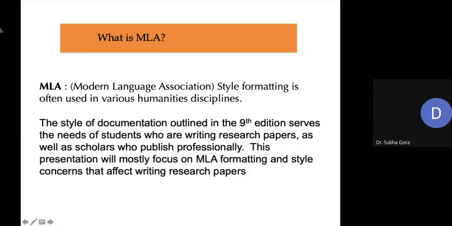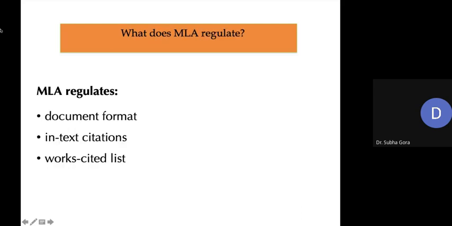These two main purposes, uniformity of format of the document, be it in the form of layout or the documentation of sources, are what the MLA style sheet helps us keep a tab on. So what does it regulate? Why is it so important? If you look at it, it can be divided into three different aspects.